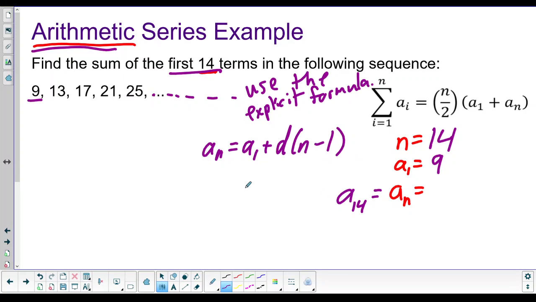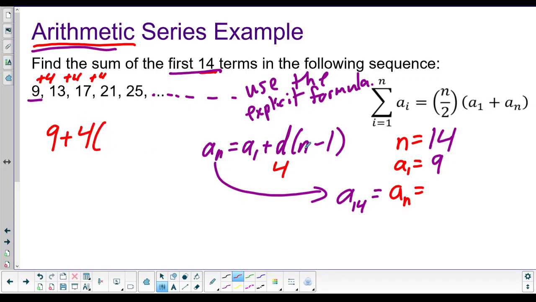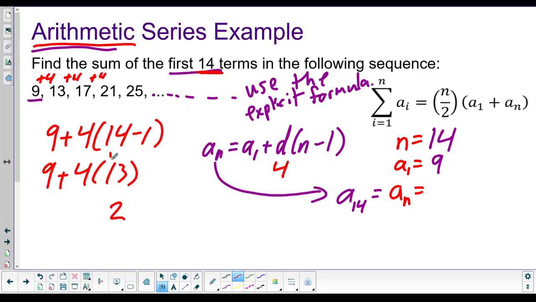So we're going to use this formula to find a14. So let's start by doing that. So a1 is 9 plus, what are we adding each time? Well, let's see, plus 4, right? Plus 4, let's just check. Plus 4 again, plus 4 again. So d is equal to 4 times n minus 1. We want the 14th term, so it'll be 14 minus 1, which will be 13. So this is 9 plus 4 times 13. 4 times 13 is 2, carry the 1, 52 plus 9. So our 14th term in this list is going to be 61.